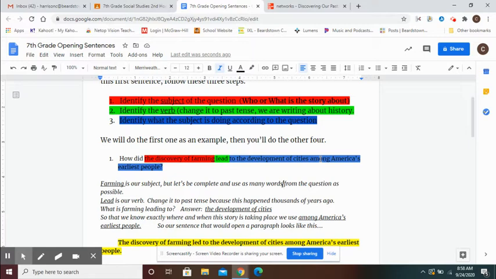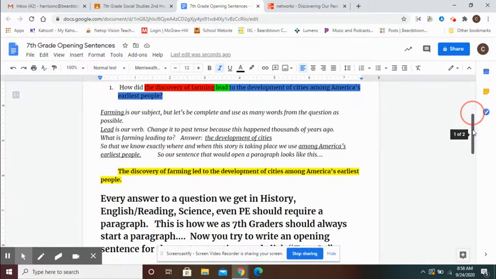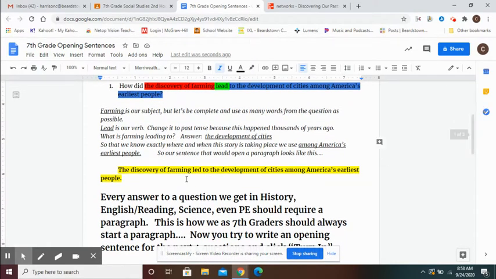Again, I try to use as many words from the question as I possibly can. So I come down here past the instructions, past the help that you can refer to as you complete the assignment. This is what a proper opening sentence should look like. The discovery of farming led to the development of cities among America's earliest people.